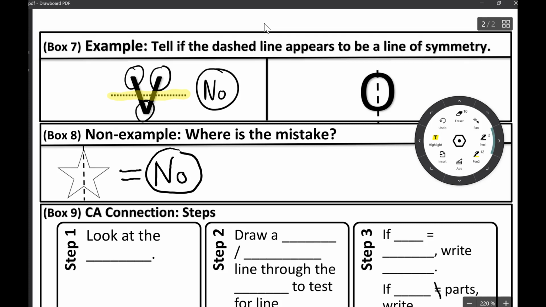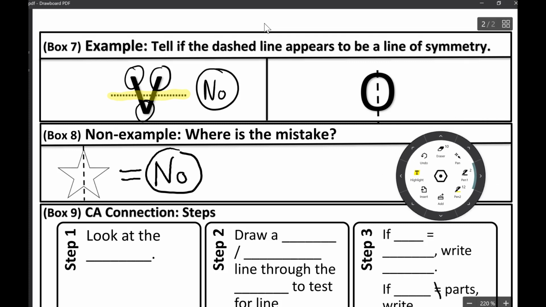So it would not equal two equal parts. So kind of keep that in mind. Going into our next shape, which is an O shape or a zero shape, I have a line of symmetry going straight down the middle, vertically, just like that.